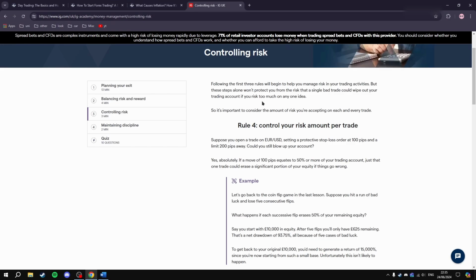Following the first 3 rules will begin to help you manage risk in your trading activities, but these steps alone won't protect you from the risk that a single bad trade could wipe out your trading account if you risk too much on any one idea. So it's important to consider the amount of risk you're accepting on each and every trade.